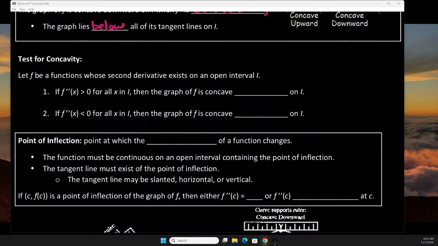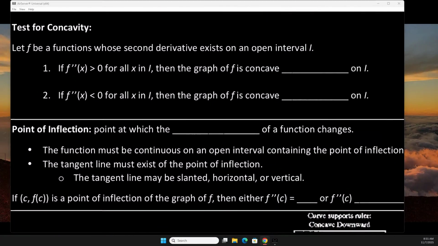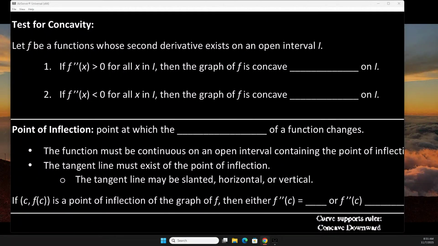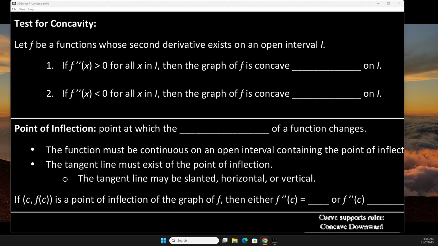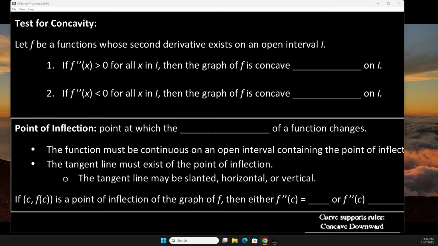To do a test for concavity, you're going to use the second derivative. When the second derivative is positive, the graph is concave up. And when the second derivative is negative, the graph is concave down.